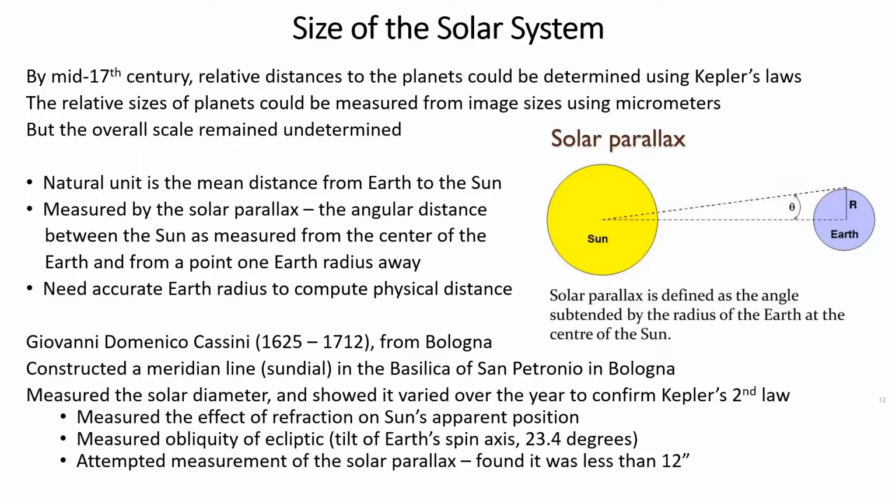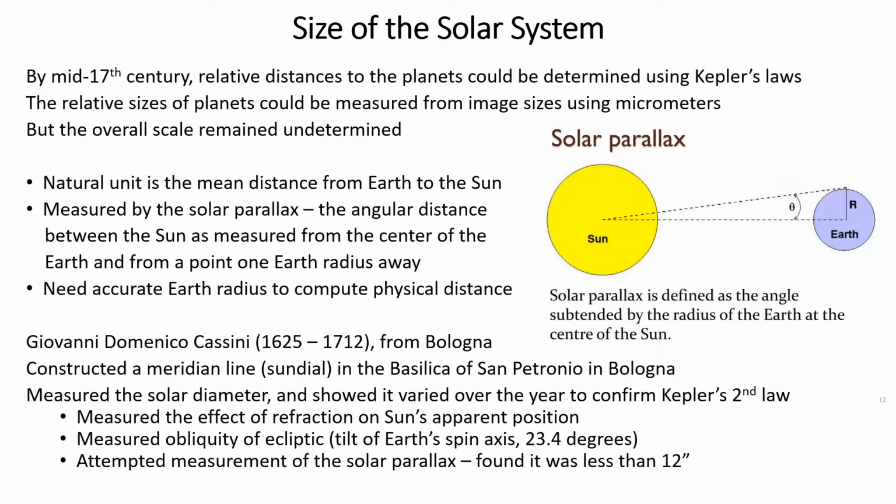The natural unit, as I've said, is the mean distance from the Earth to the Sun. That's abbreviated as the astronomical unit in astronomy. It's a fundamental distance measurement. And it's measured by the solar parallax, the angular distance between the Sun, as measured from the center of the Earth and a point 1 Earth radius away. Or if you wanted the best possible baseline, you would actually have points on opposite sides of the Earth, making the measurement at the same time.